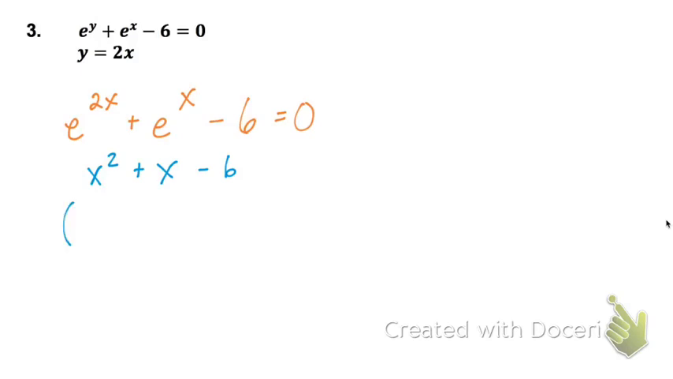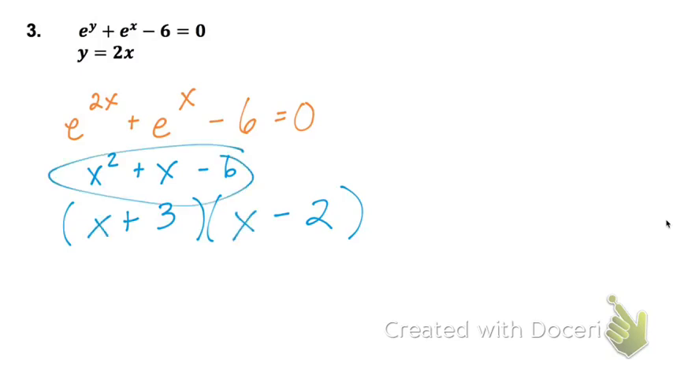You factor it like you're factoring this. You'd have plus, minus. Which sign do you use, the front or the back? The back, the last sign. How would you factor this? 3 and 2. So just x plus 3, x minus 2. That's how you would factor this.